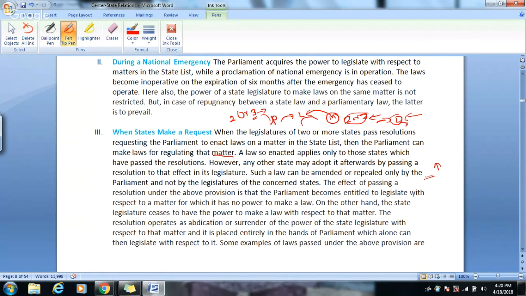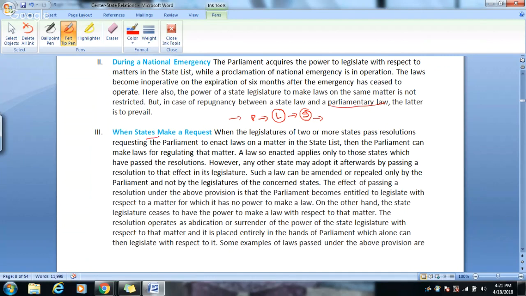So that means the parliament does not have the power to make laws with respect to state matters until and unless a resolution is passed by the states itself. And on the other hand, the state legislature ceases to have the power to make a law with respect to that matter. So in the above two cases, we see that the parliament will make laws and the state also has authority to make laws on that particular matter. If any inconsistency is observed, parliamentary law will take precedence.